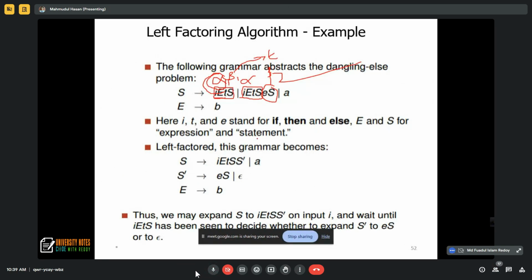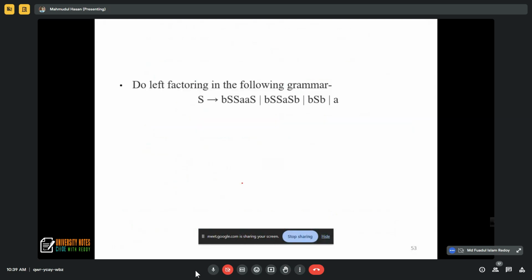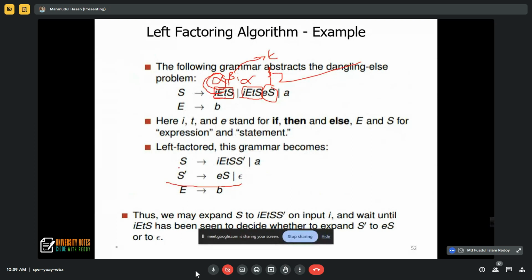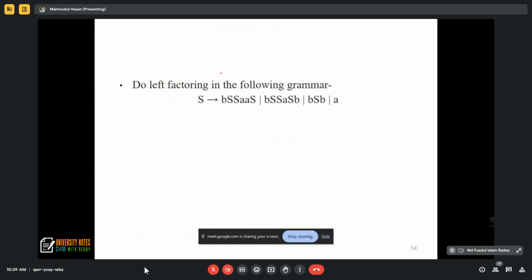Then if you think of the second line of the formula, A dash to beta 1, beta 2, beta n. A dash means, here A means S. That means S dash to beta 1. What is beta 1? Beta 1 is epsilon. And what is beta 2? That is ES. Normally epsilon is at the last, that's why this is like this, but this one is also okay. Everyone got it? Okay, so this is your homework.